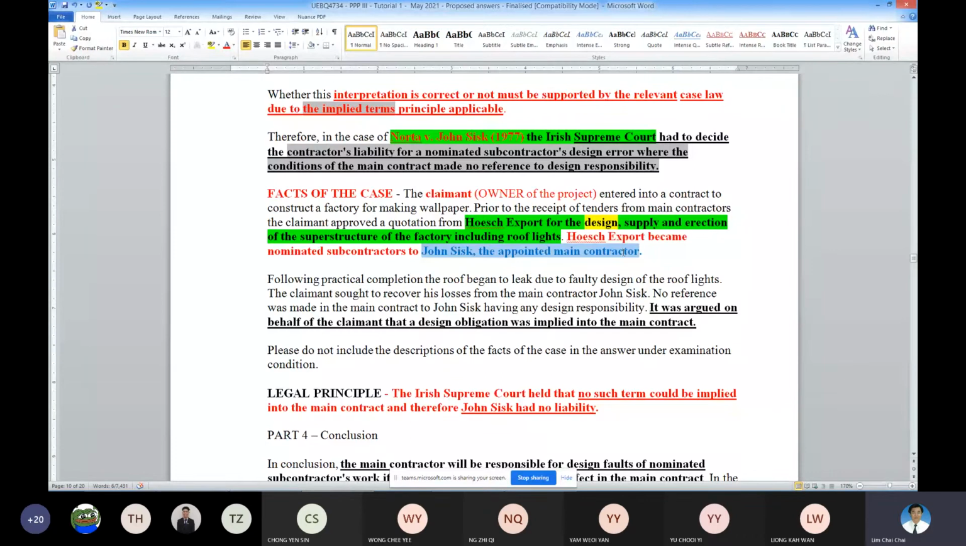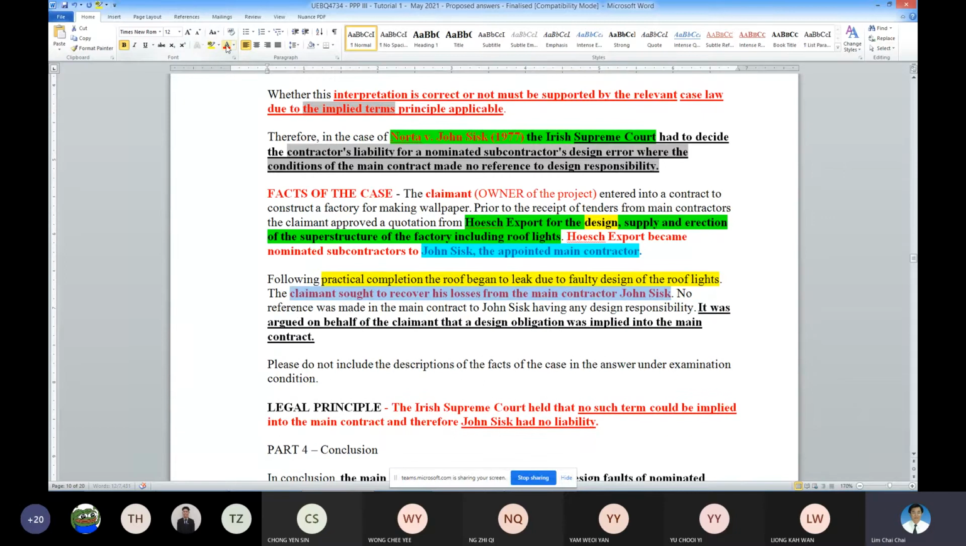Okay, so the facts say that after the roof was completed, following practical completion, the roof began to leak. So this is the problem. After the practical completion, the roof is leaking. Okay, then the owner sought to claim from the main contractor. Why must the owner claim from the main contractor? It is because the main contractor is the only one who has privity of contract with the owner. The NSAs have no privity of contract. Okay, so although there is no design responsibility for the main contractor, now what is the judge's argument?